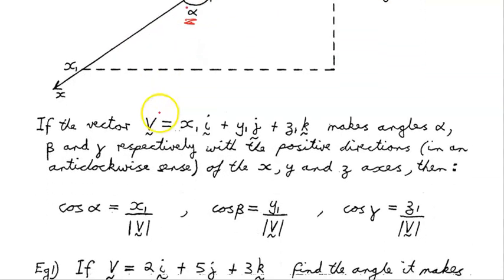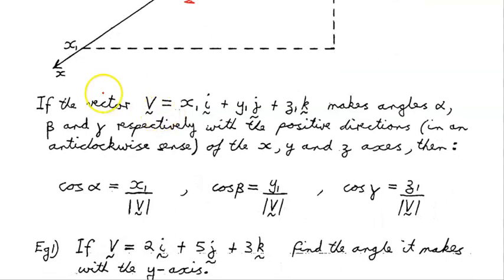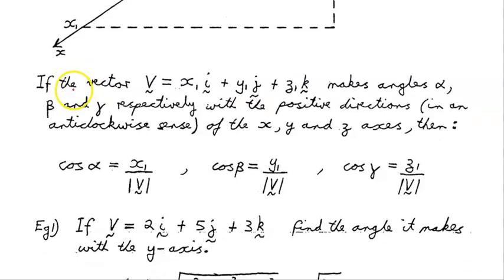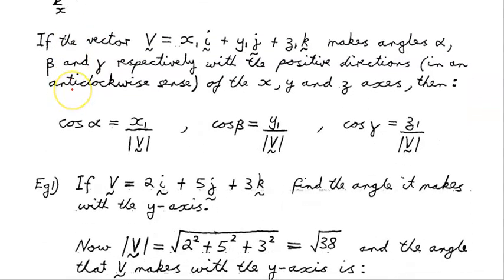That means that we can write cos alpha is the x1 component divided by the magnitude of the vector. Cos beta is the y1 component divided by the magnitude of the vector, and cos gamma is the z1 component on the modulus of the vector. Of course, when I say cos, I mean the word cosine.